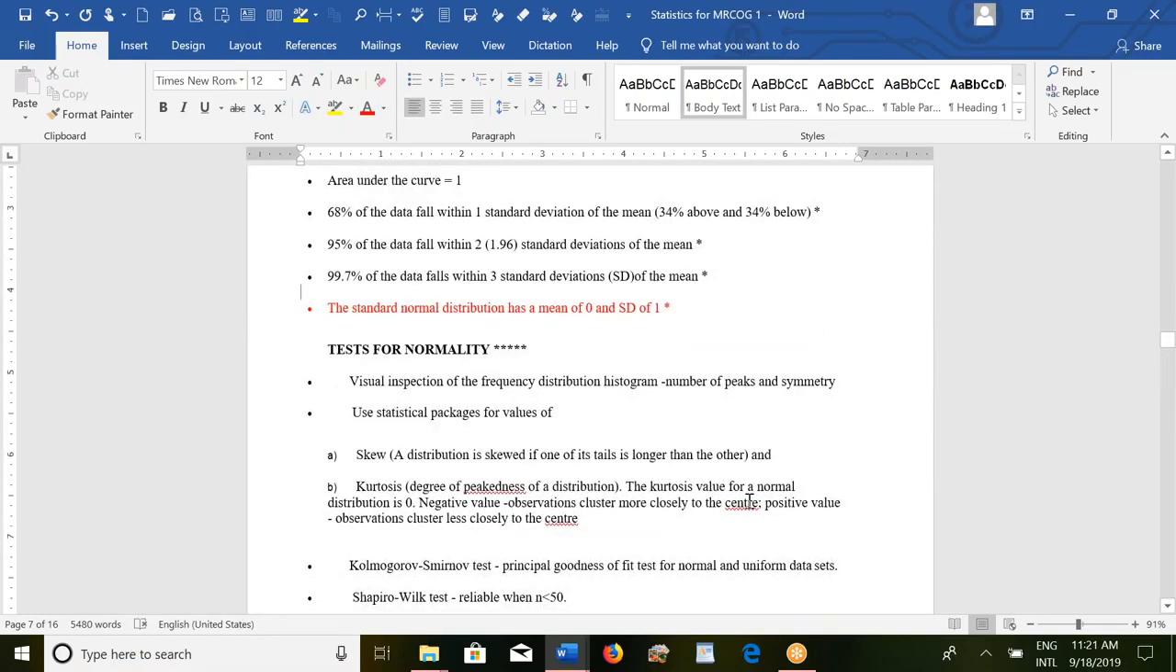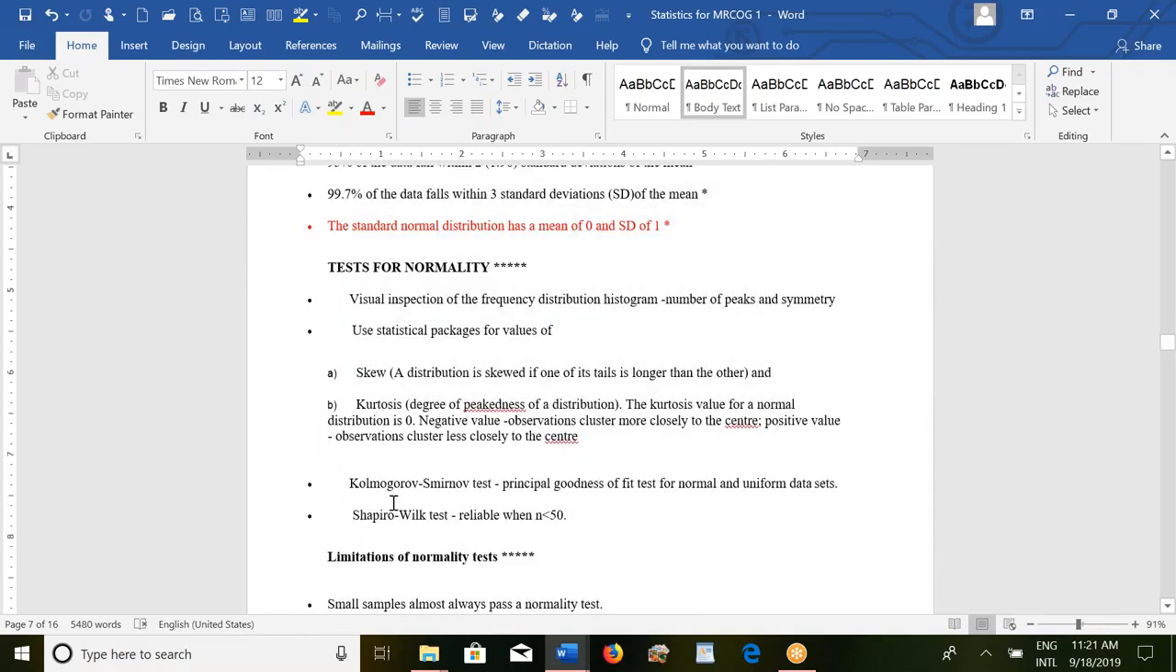Then there are tests for normality. Like visual inspection of the frequency distribution, we can use a histogram. It will tell us the number of peaks and symmetry. And we can use statistical packages for the value of skew. A distribution is skewed if one of its tails is longer than the other. And kurtosis, which means the degree of peakedness of the distribution. The kurtosis value for a normal distribution is 0. With negative values, the observations cluster more closely to the center, and with positive values, the observations cluster less closely to the center.